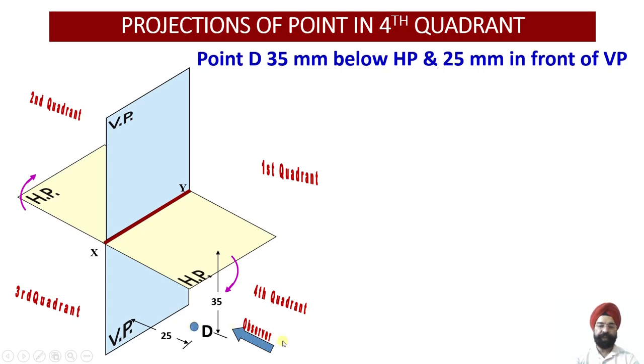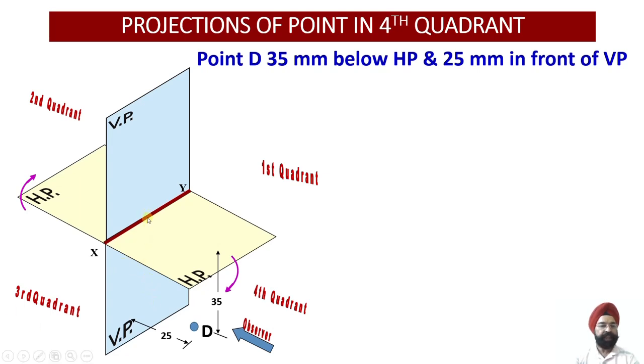Now we are looking from the front. The observer is looking from the front. VP will be treated to be an opaque plane. So the projection of this point D will appear onto my vertical plane in the front view. So this point I am going to call D dash. And how much will be the distance?